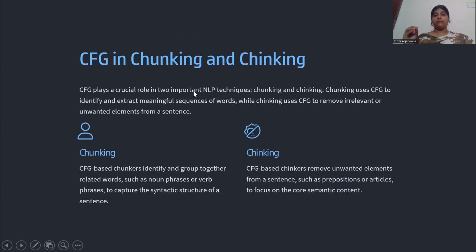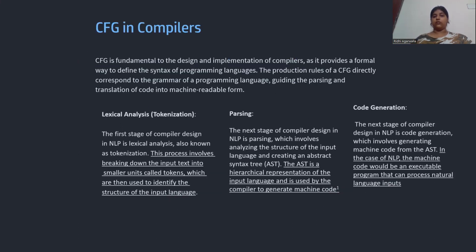Then comes the main two steps, which are very helpful in NLP, that is chunking and chinking. What does the chunking do? Chunking basically identifies and extracts the meaningful sentences and sequences of words. And what does chinking do? Chinking removes the irrelevant or the unwanted elements from a sentence. So they basically work together for performing an NLP operation and AI generation code.